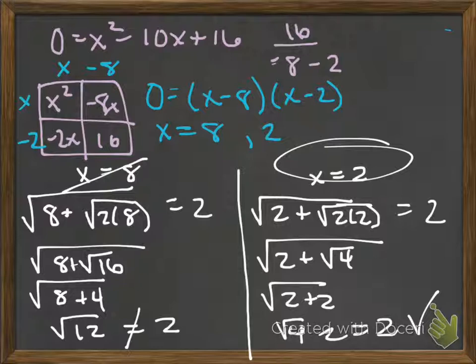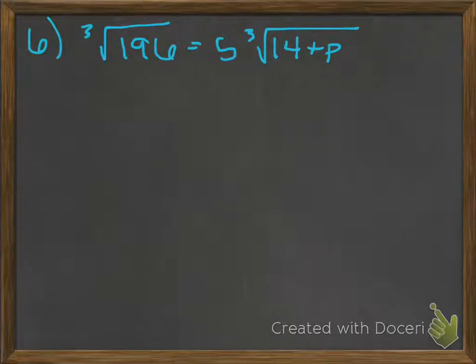So last problem we're going to do for the video is problem number 6, so skip 5b. We're going to go down to number 6, and the directions say to solve for p. So we need to get p by itself. And if I need to get p by itself, I'm going to raise both sides to the third power to get rid of this cube root.